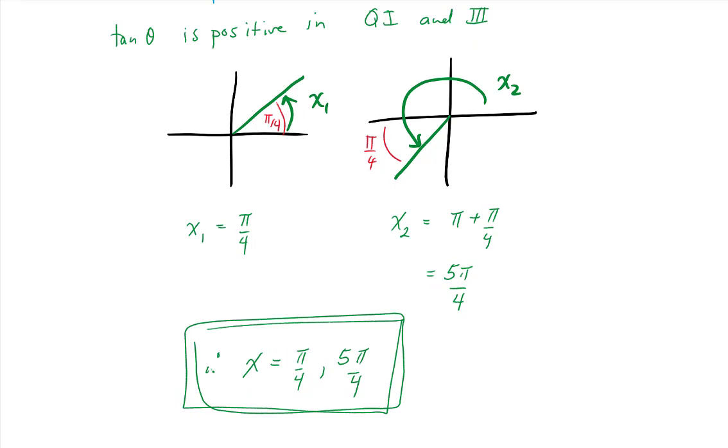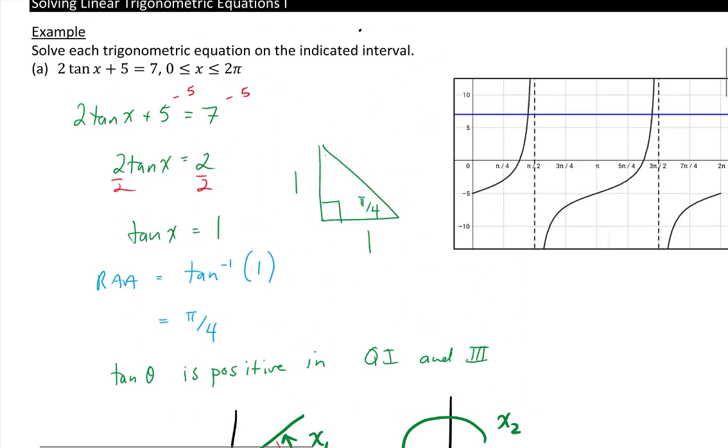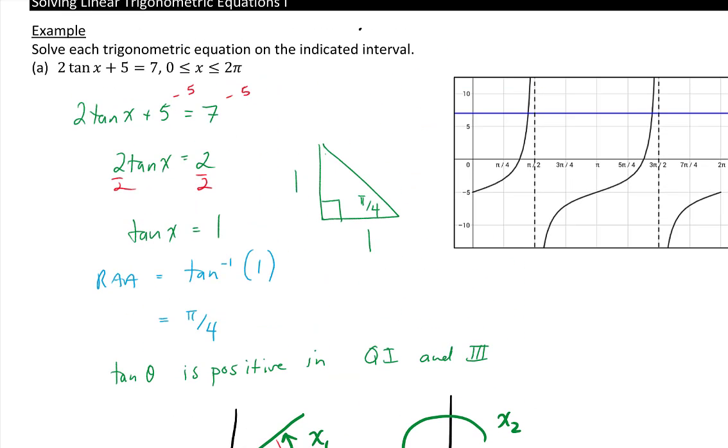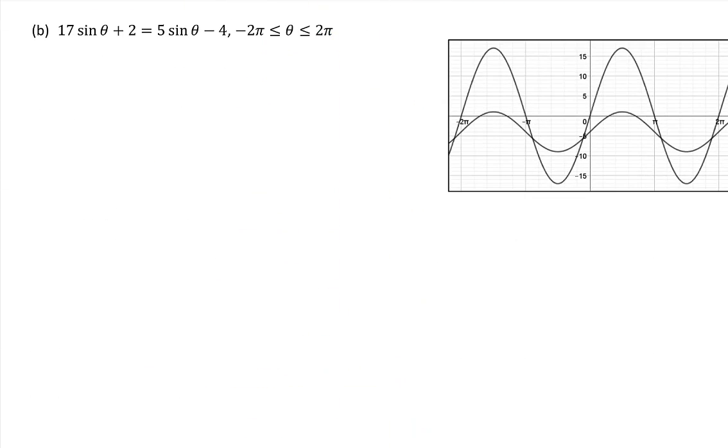So you see we have two solutions, and if we go back up to our diagram, here is where the line y equals 7 intersects the graph 2 tan x plus 5 within the interval 0 to 2 pi. In our next example, the only difference is that we have a larger interval to deal with. We're going from negative 2 pi to positive 2 pi.